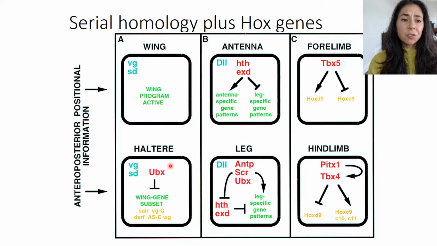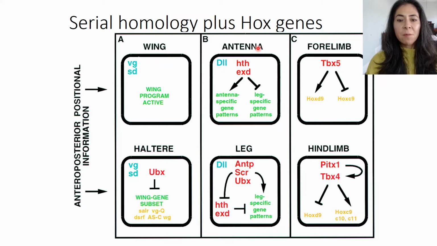And this actually turns off a lot of these wing programs. So if this UBX is around, it either converts this wing program into nothing, shutting it down entirely, or in segment T3, it converts the wing into a haltere. A haltere looks like a little tiny mini wing, but it's actually involved in proprioception.